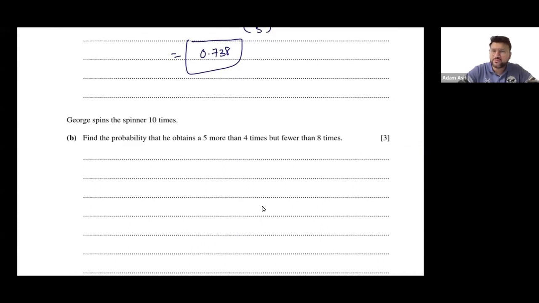Now, since there are a fixed number of attempts, you can consider this to be a binomial distribution. There are 10 attempts, and our success probability is obtaining a 5. And the probability of obtaining a 5 is 1 upon 5. The question says find the probability that he obtains a 5 more than 4 times, but fewer than 8 times.